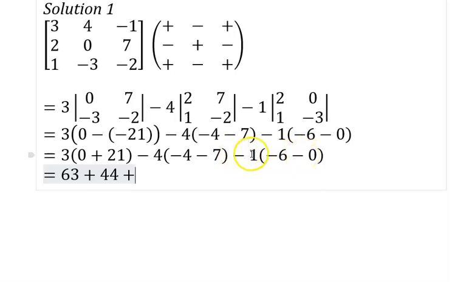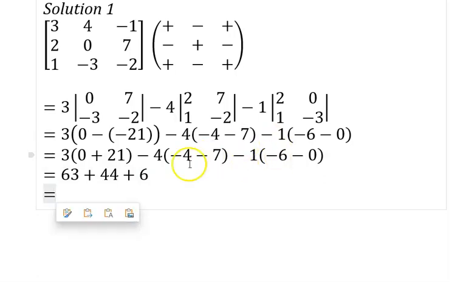-6 times -1 will give you what? +6, because minus times minus will give us what? Plus. Awesome. So having done that, it's going to make our job easier, very easy. So we are going to add all we have here. So let's say 6 plus 44 will give us 50. 50 plus 63 will give us 113. Beautiful. So that is our result. That's the determinant of this 3 by 3 matrix.